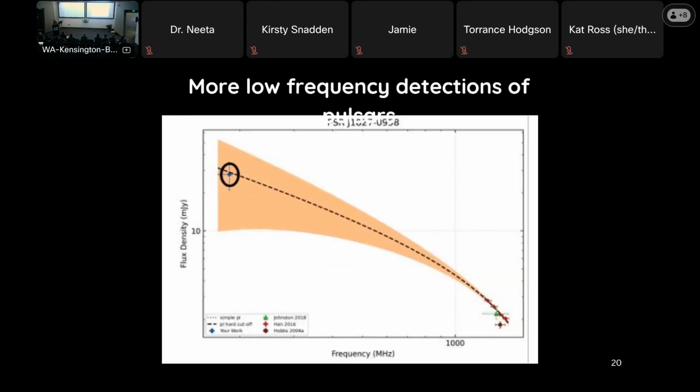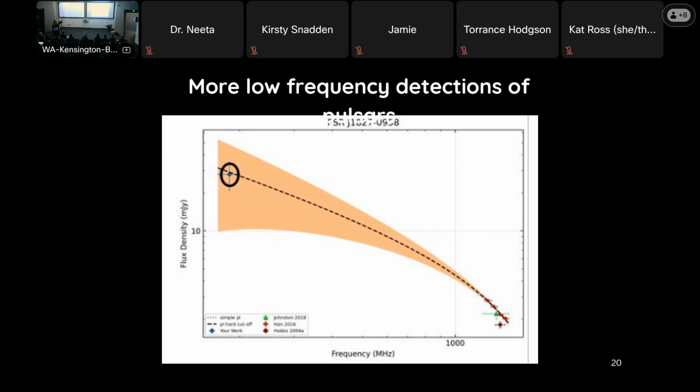On the other hand, we also have pulsars that do not really change the fit at all. However, as you can see here for this particular pulsar, all of the previous detections were above 1 gigahertz, mainly that end of the spectrum, whereas only our work introduced this fit extending to the lower frequencies.